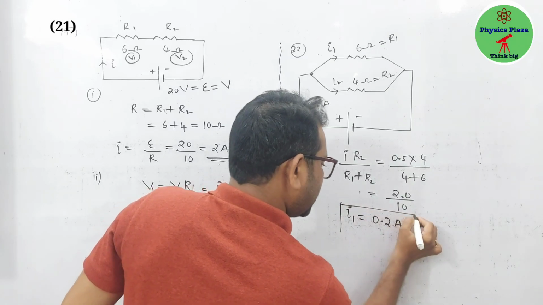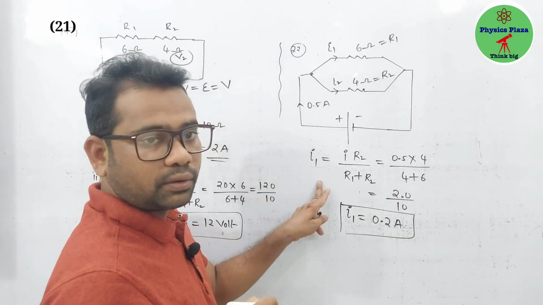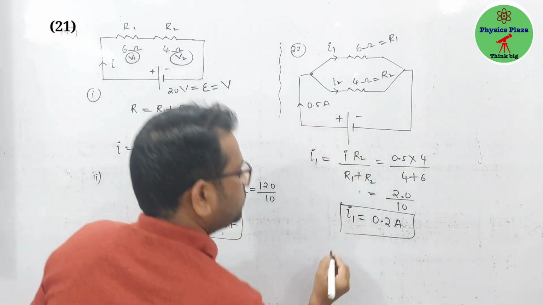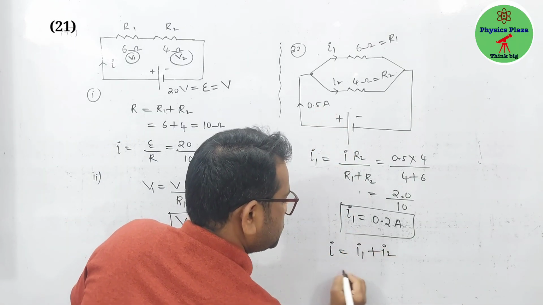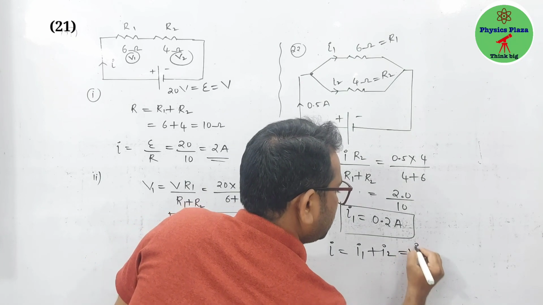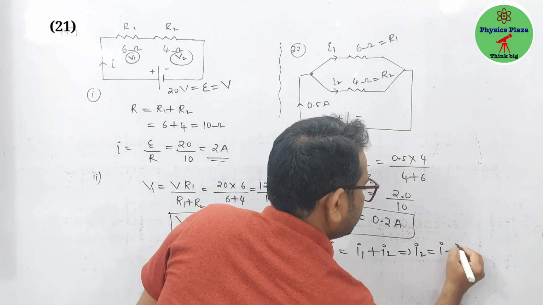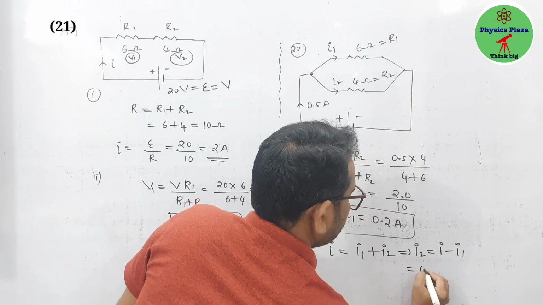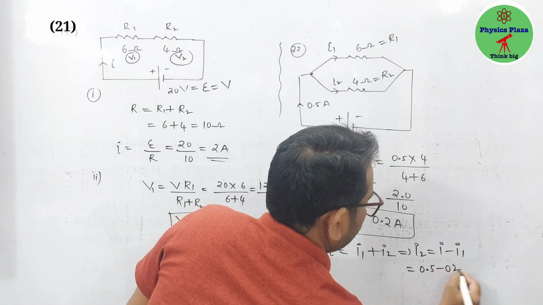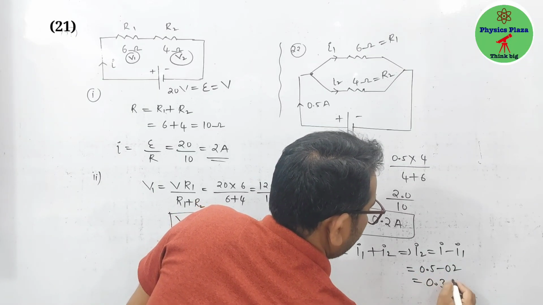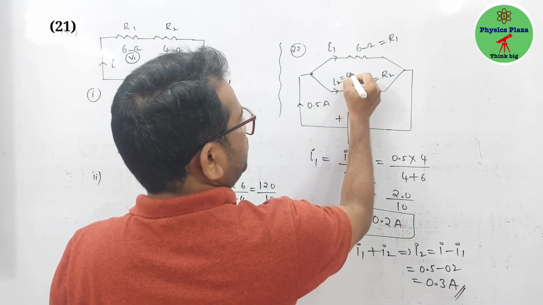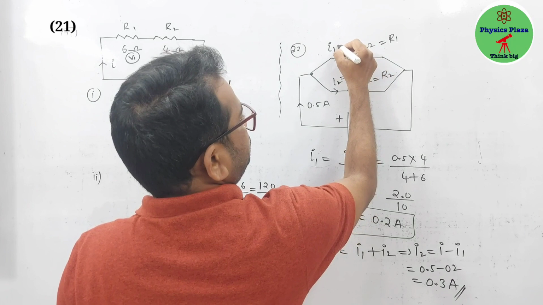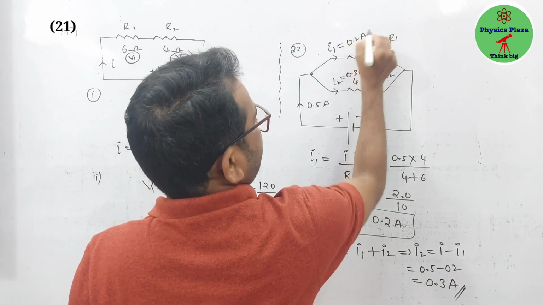Now children, to calculate I2, you need not use the formula. Why? Because of the total current. So here I is equal to I1 plus I2. So I2 is equal to I minus I1. That is how much, children? It is 0.5 minus 0.2. This is going to be 0.3 ampere. So through this 0.3 ampere current is flowing, through this 0.2 ampere current is flowing.